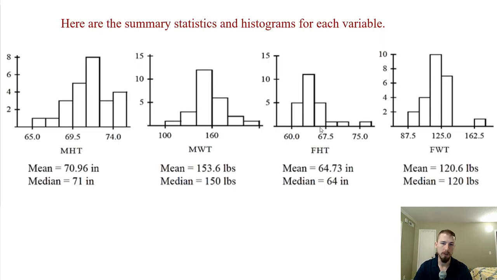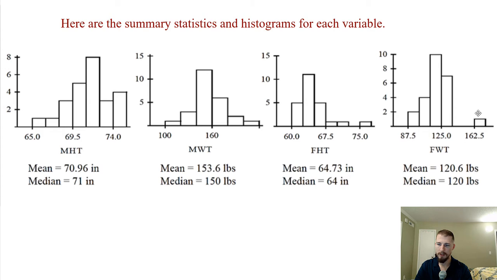So the best thing we can do is actually graph it out. Here are the summary stats and the histograms for each variable. This is the male height, male weight, female weight. Notice that the weights are more likely to be skewed to the right. It looks like this height was skewed. Also, that 75-inch female is probably going to be an outlier.